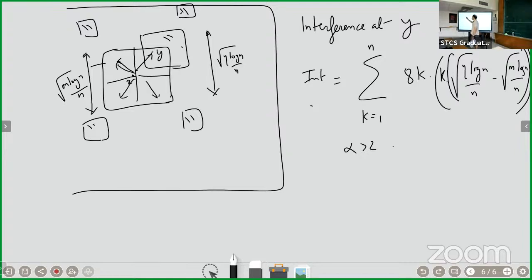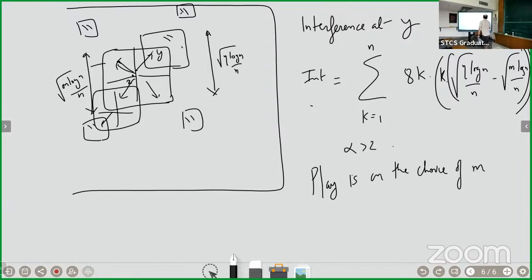And by Chernoff bound, I already know that there is enough number of nodes sitting inside here. So from here as well, if I draw another square, I can go. So the play is on the choice of M. So here M is theta. So I'm just going to write this information.